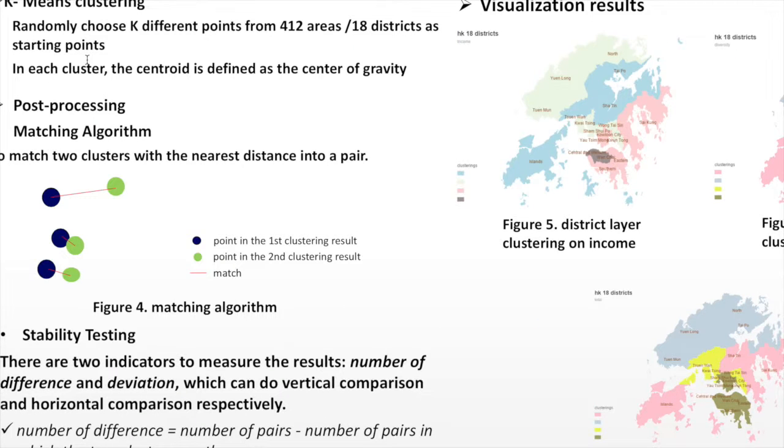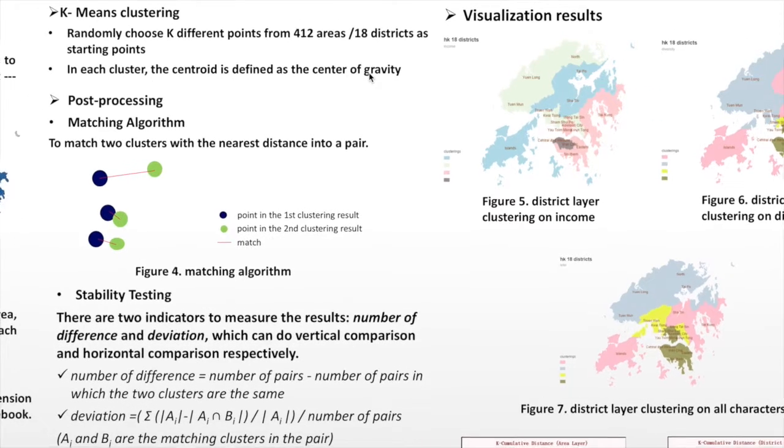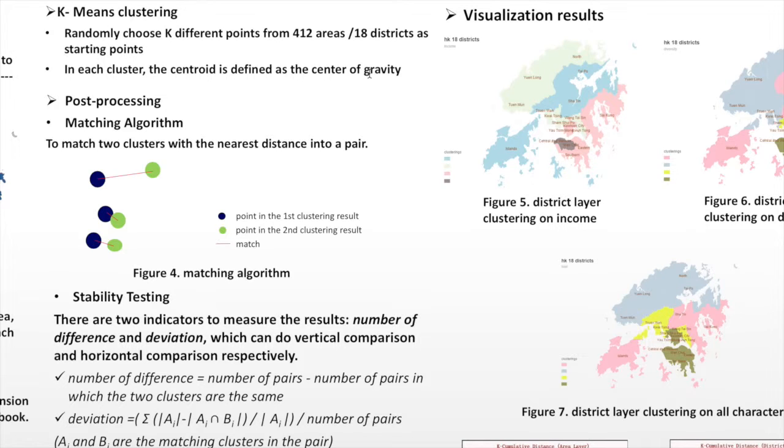In our K-means clustering, we define the center of gravity as the centroid of each cluster. And for the starting points, for example, when we do clustering on the area layer, we will randomly choose k different points from the 412 areas and then treat them as the starting points. In our project, we found that when we choose different starting points, we will get different clustering results.